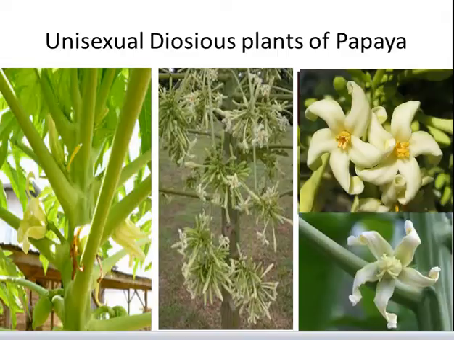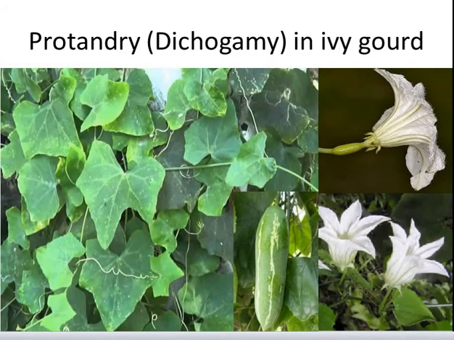The second strategy is dichogamy. In autogamy, if the pollen grains and anthers mature at the same time, it is termed homogamy. But if anthers and stigma mature at different times in a bisexual flower so as to prevent self-pollination, it is called dichogamy. It can be further divided into two types.